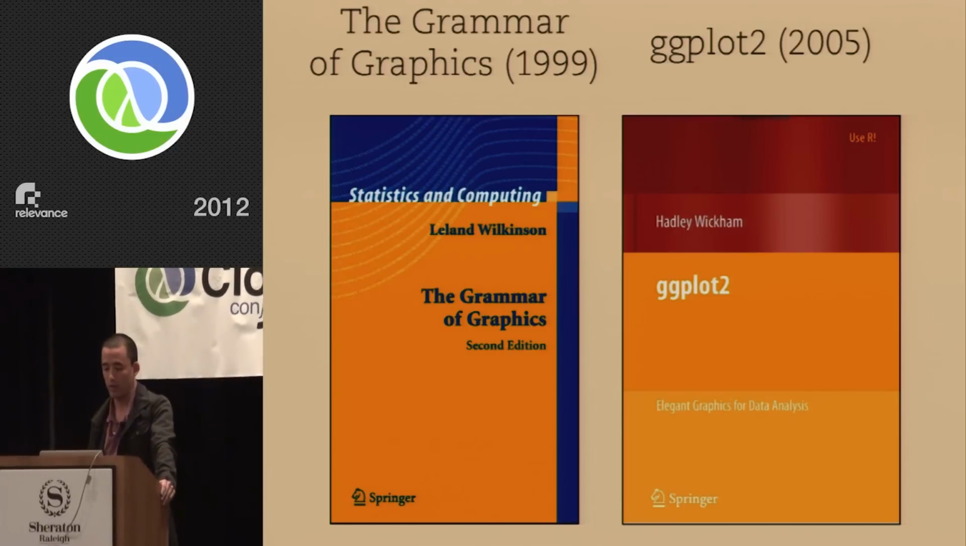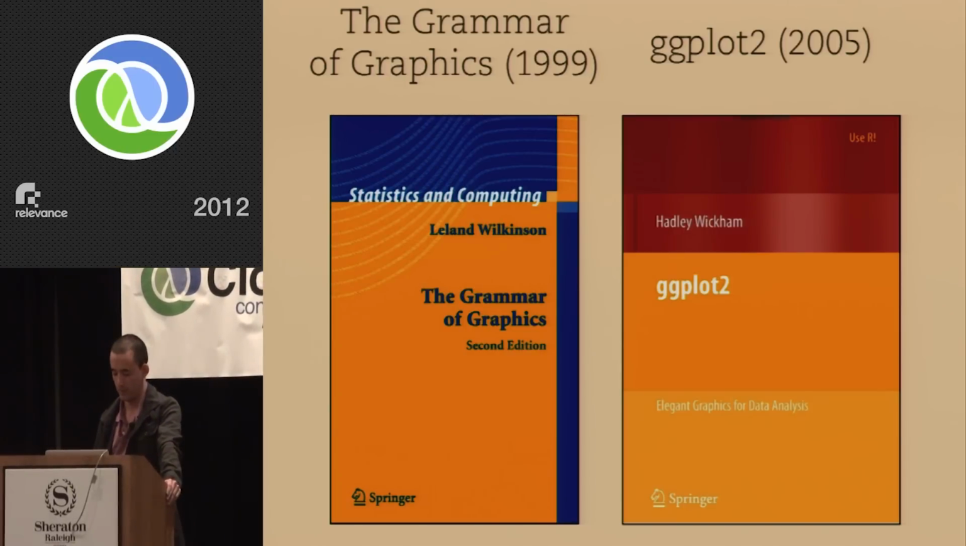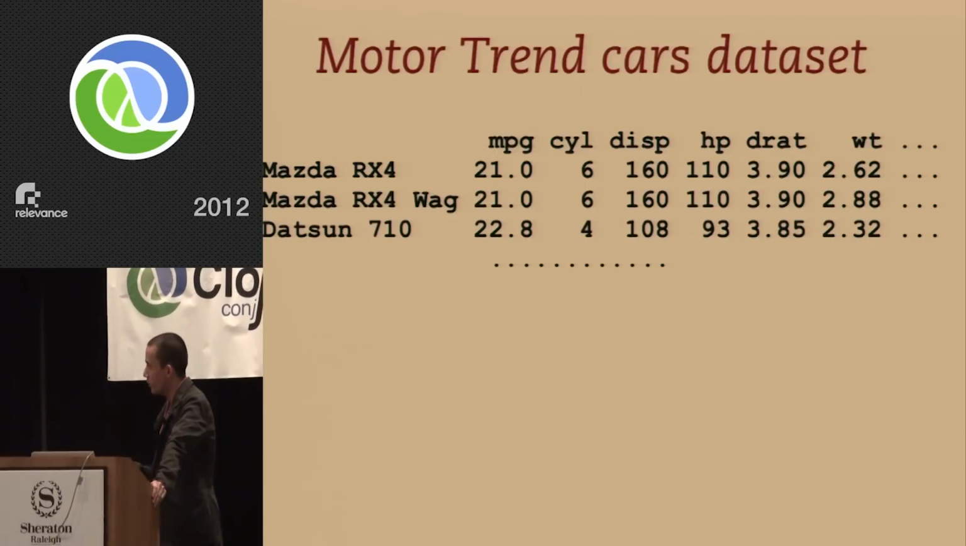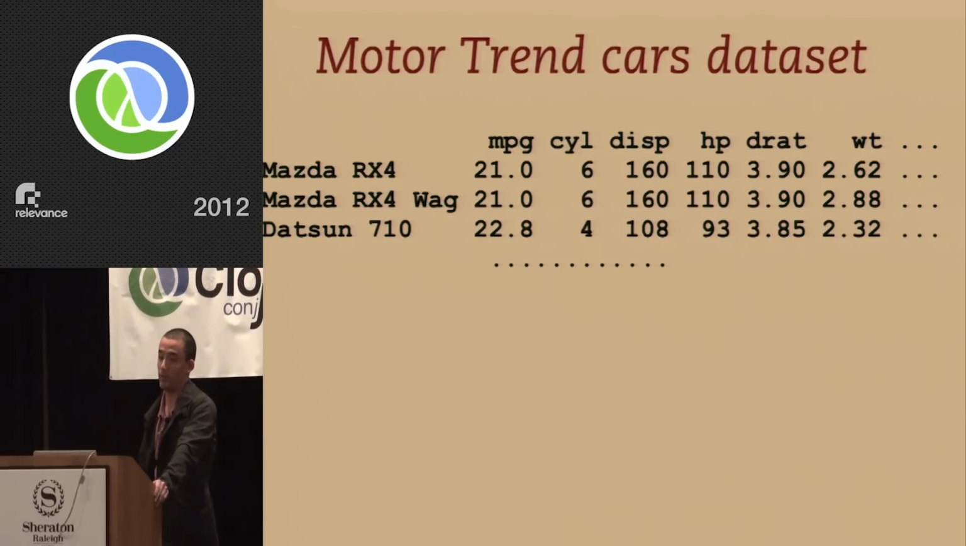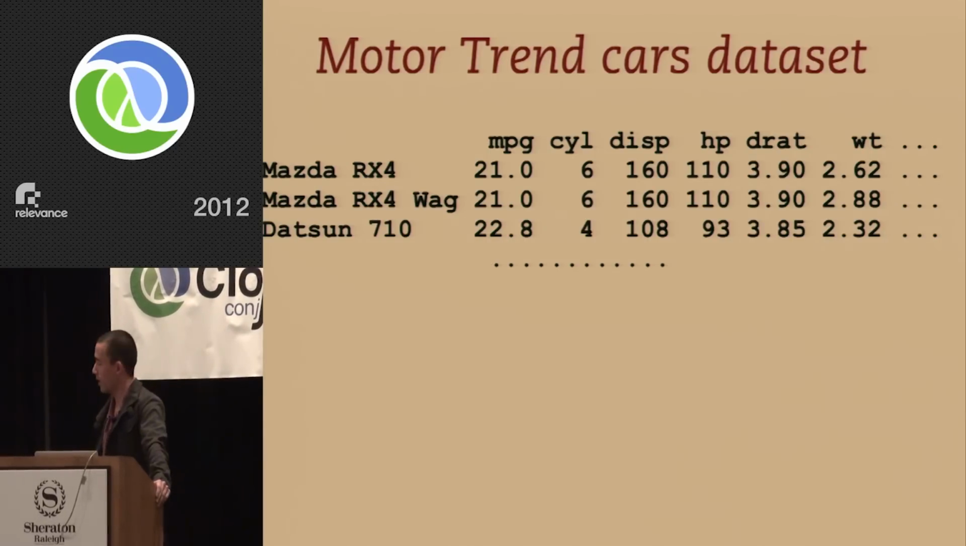So I want to give you a quick flavor of some of that stuff, and to do that I'm going to show you some graphs made from this simple data set. This is a classic data set used in the R community of just cars, right? Each row is a different car, and the variables are things like the fuel efficiency in miles per gallon and the horsepower of the engine and the weight of the car and stuff like that.